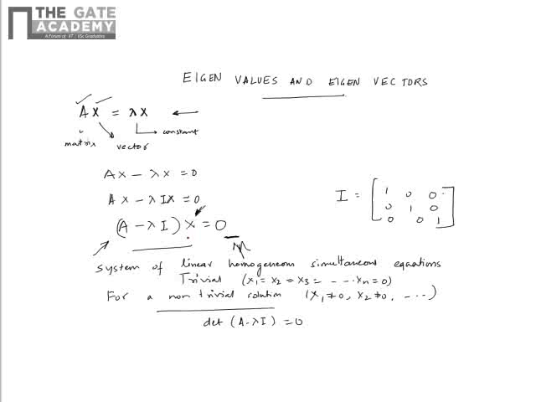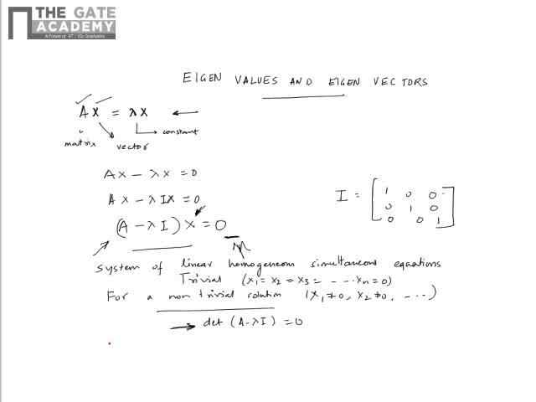The determinant is 0 for it to have a non-trivial solution. That is quite obvious from the solution of simultaneous equations which we have seen for the homogeneous case. So now the determinant has to be 0. So how do I find that out?